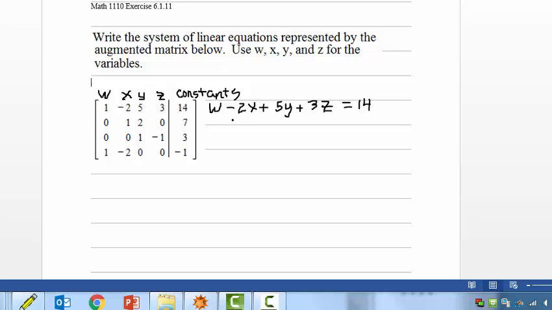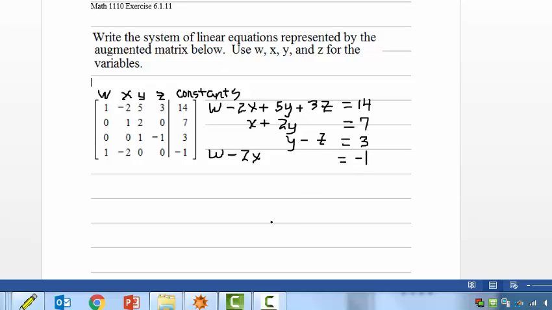the second equation of the system, and that is that x plus 2y is equal to 7. The third row of the matrix gives us the third equation of the system and tells us that y minus z is equal to 3. And then the fourth row of the matrix gives us the fourth equation of the system and tells us that w minus 2x is equal to negative 1.